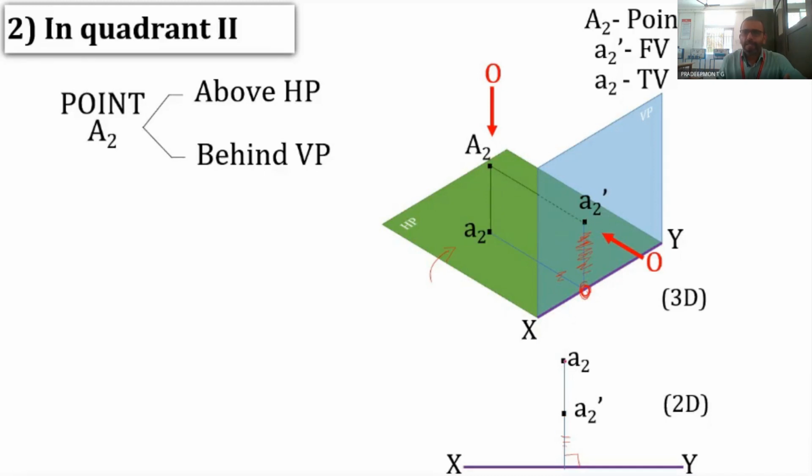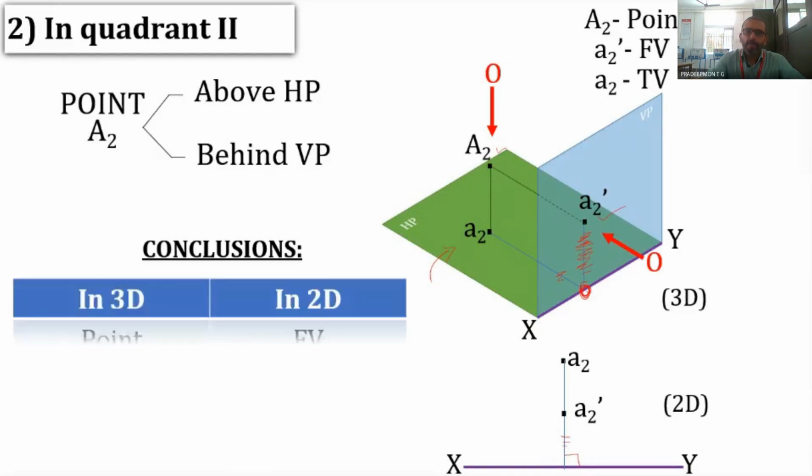It will have a length more than that of A2 dash, because the distance of capital A2 from VP is higher than its distance from HP. So there is a slight increase in length. The distance of A2 from XY is the distance of A2 from VP. So that is the distance. Likewise, we can obtain the 2-dimensional drawing.